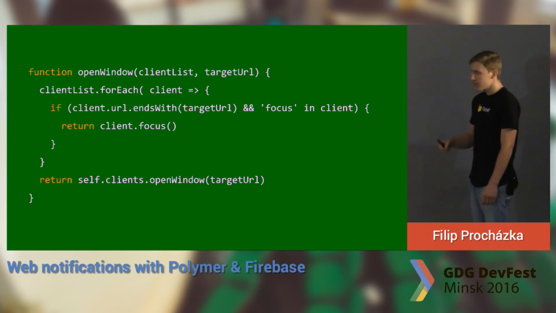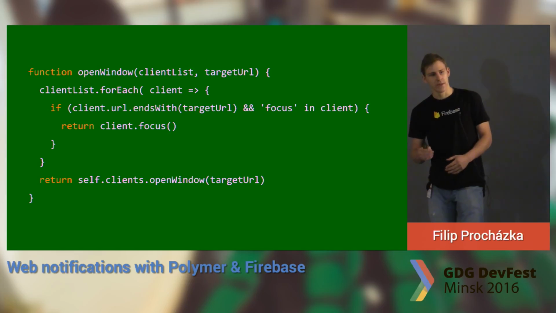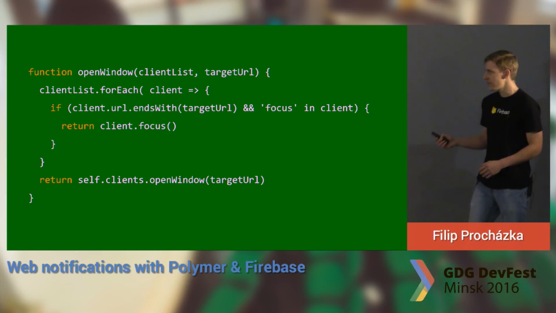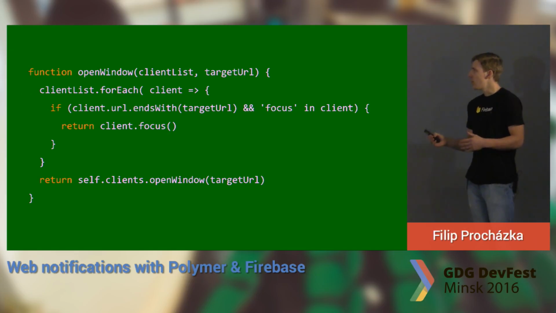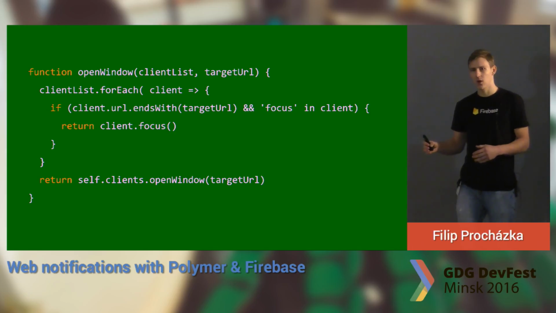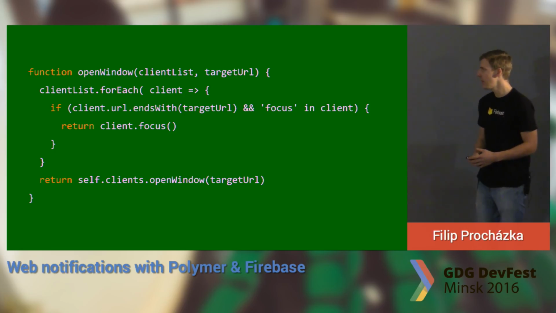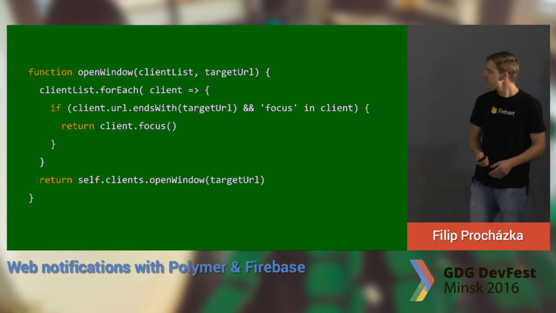There, we will go through those open tabs and look if any one of them is this specific URL that we want to open. If yes, we just focus this tab, so we are not opening yet another tab. If not, we just open a new tab right there and focus it.